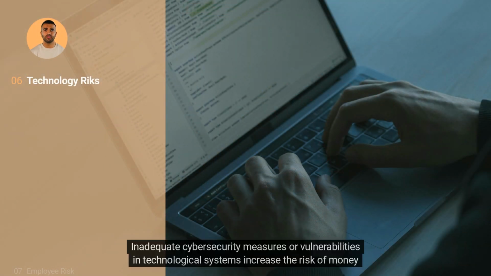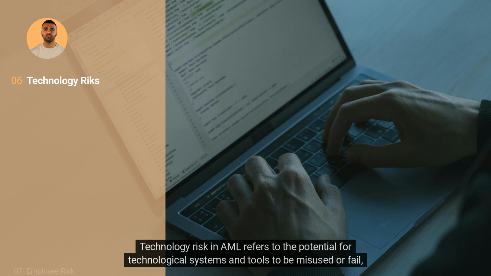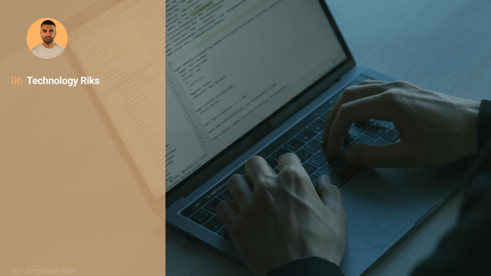Inadequate cybersecurity measures or vulnerabilities in technological systems increase the risk of money laundering through online channels, such as mobile banking, digital wallets, or cryptocurrency transactions. Technology risk in AML refers to the potential for technological systems and tools to be misused or fail, leading to vulnerabilities in detecting and preventing money laundering.